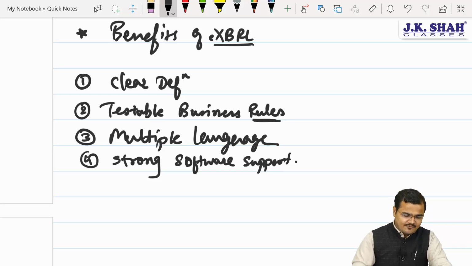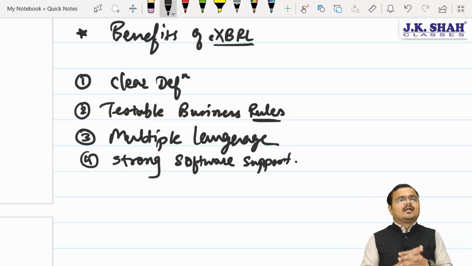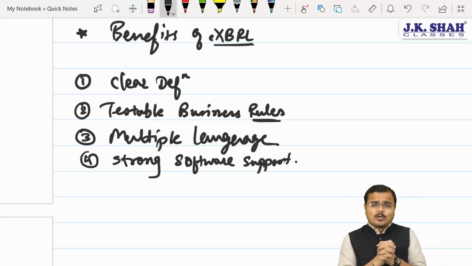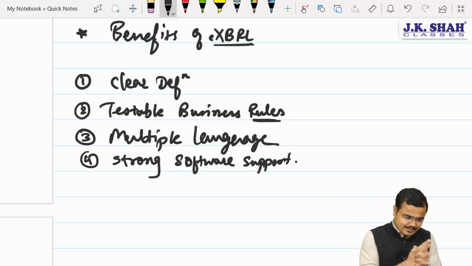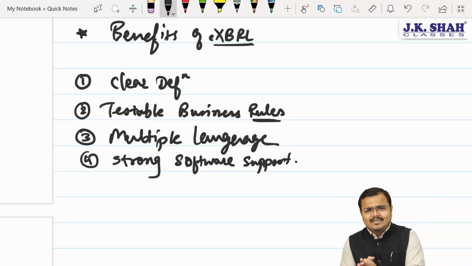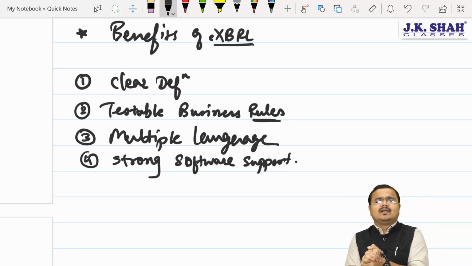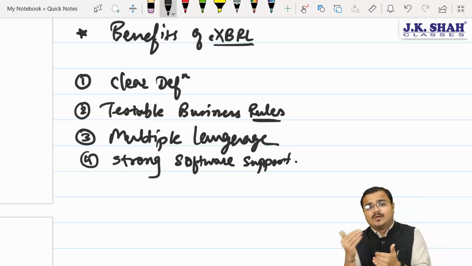So four major benefits chartered that we enjoy under the XBRL system is what? Sir, number one, we are enjoying the clear definition. Number two, sir, it allows us to decide what to report and what not to report. Testable business rules are there. We can create the ratios, we can create the ultimate reports in the manner as we want.